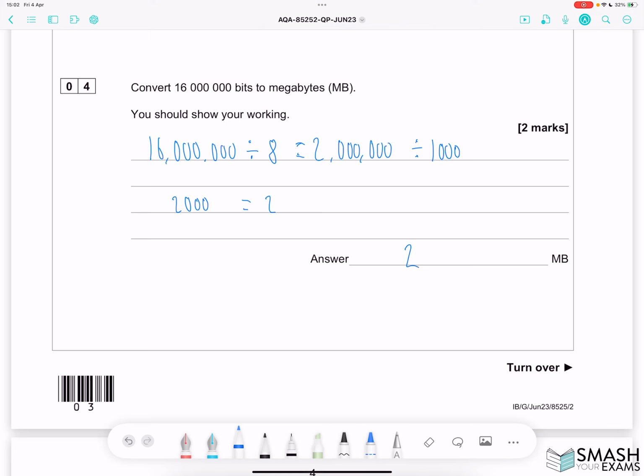Okay, so we divided it by 8 first of all to get it from bits to bytes. We then divided by 1,000 to get it to kilobytes, and we divided by 1,000 again to get it into megabytes.